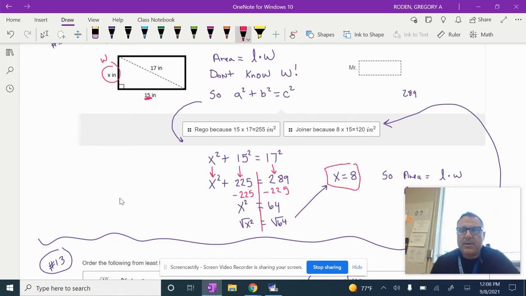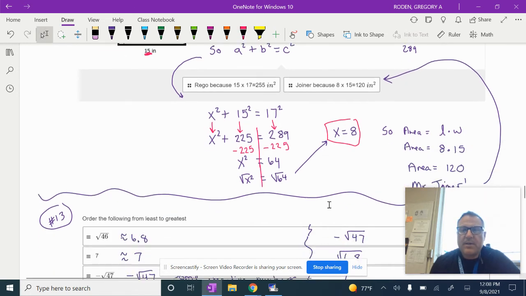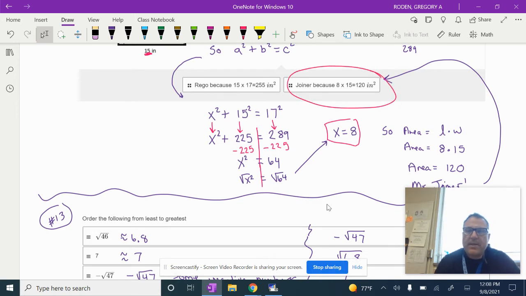Now, I'm almost done. You can kind of see the area is length times width. So the area is 8, because I figured out my length or my width is 8, times 15, which is 120. And that's what Mr. Joyner said. Maybe that's why he's the principal, because he's smart and gets the right answers on stuff. So Mr. Joyner was correct that it was 8 times 15, which was the area.